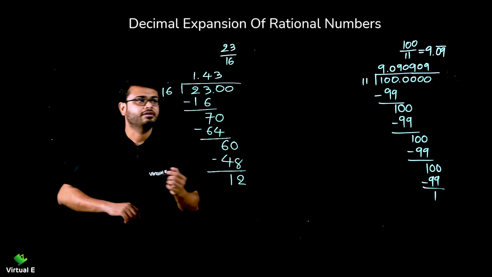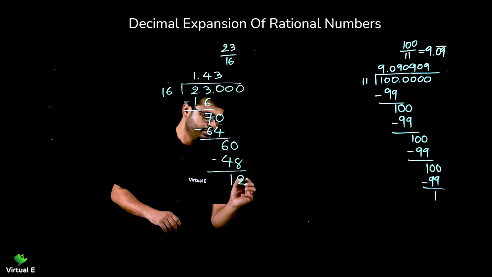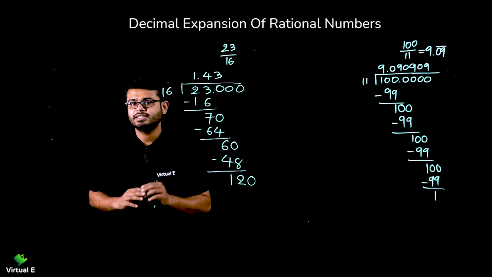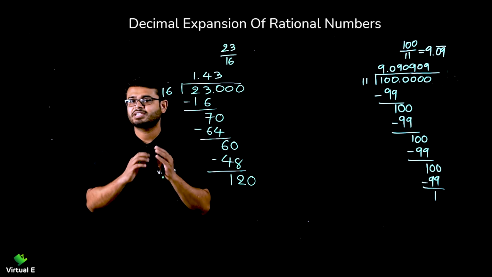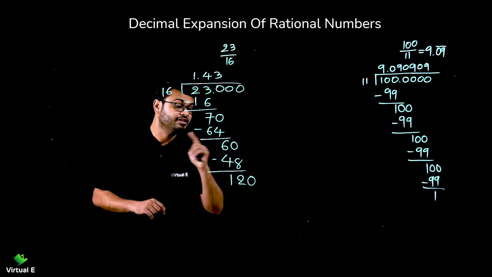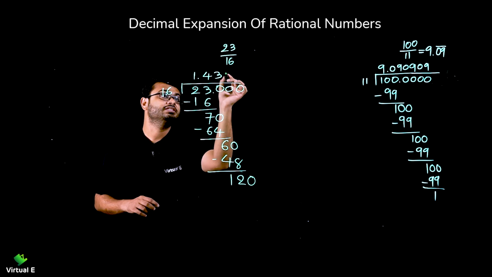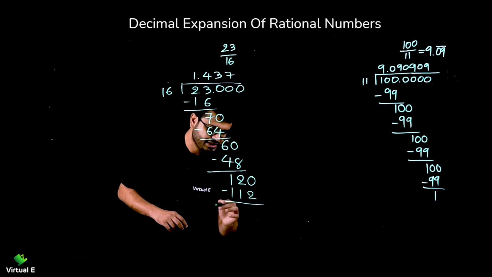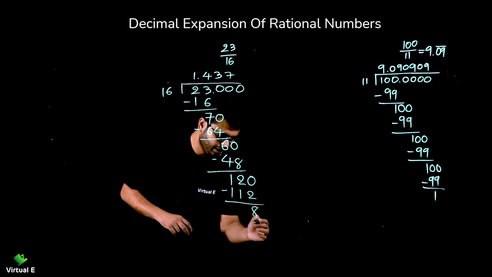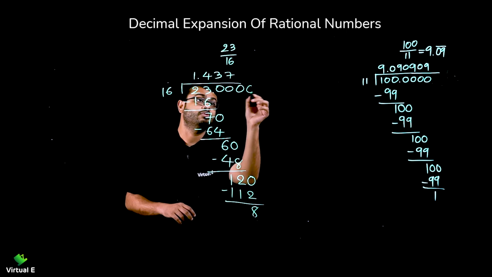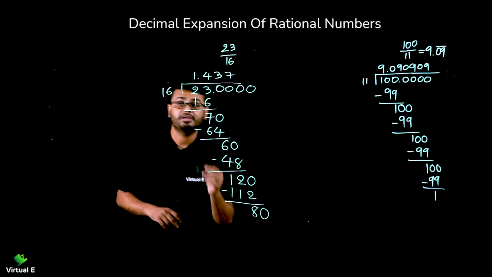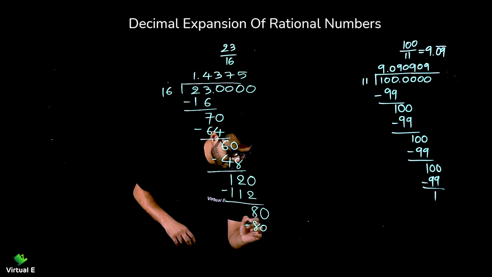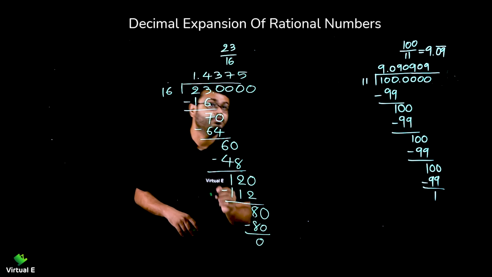Obviously we cannot divide, right? So let's take 1 0, 120. Now 16 fives are what? 80, right? 16 sixes are 96. 16 sevens are 112. So let's take 16 sevens are 112, and let's do minus over here. So I think we are going to get 8, and let's borrow one more 0, so 80 over here. Yes, 16 fives are, that is what? 80, right? Minus, and 0 over here.